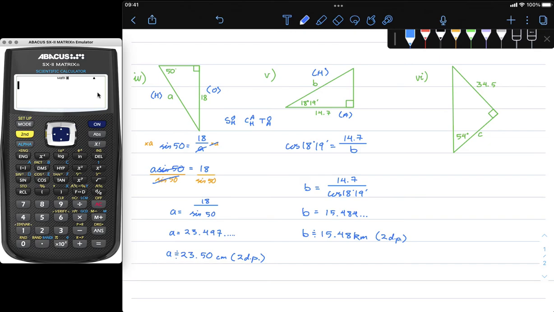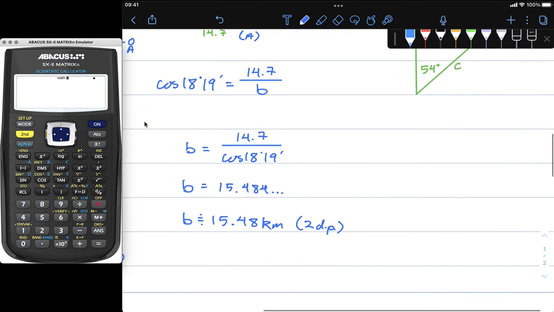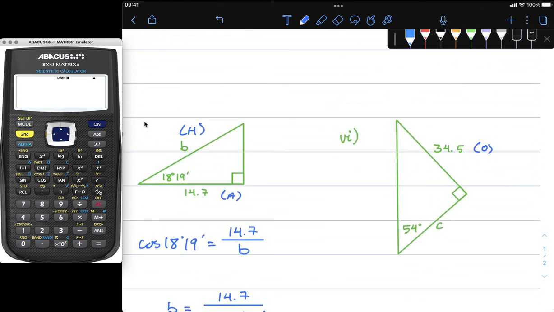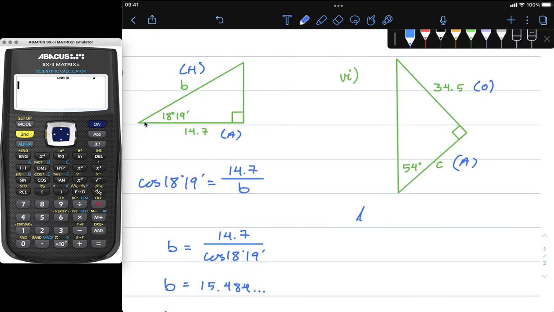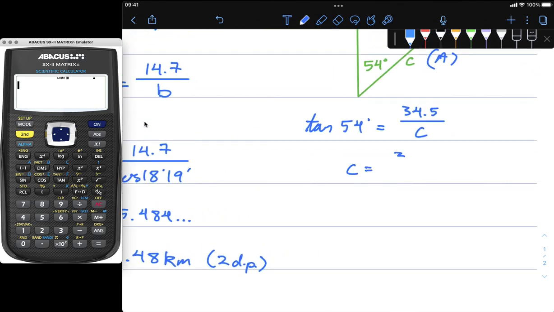Alright, so I'll leave you to solve the last one when you'd like. Let's do this one very quickly now. From the angle, I can see that we have the opposite and we have the adjacent. That is tan. So writing it in, we get tan 54 degrees is equal to opposite, 34.5, divided by C. Switching places, we get C equals 34.5 divided by tan 54.